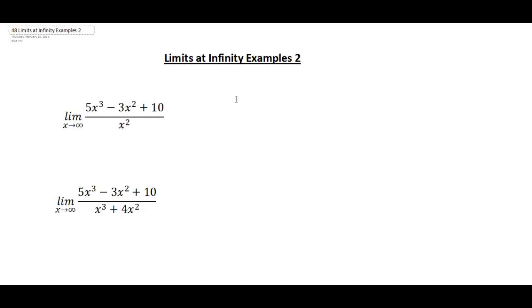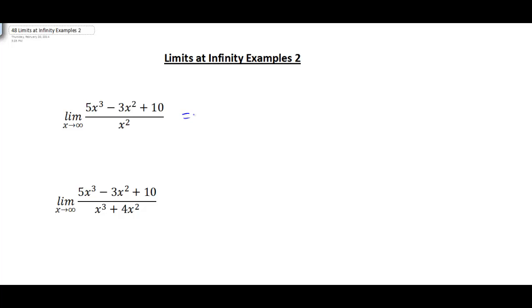Alright, this video is going to look at even more examples of limits at infinity. And as we go through here, you may want to actually pause the video to see if you can determine the limits on your own before I work them out. So here we have our first example, 5x cubed minus 3x squared plus 10 all over x squared.